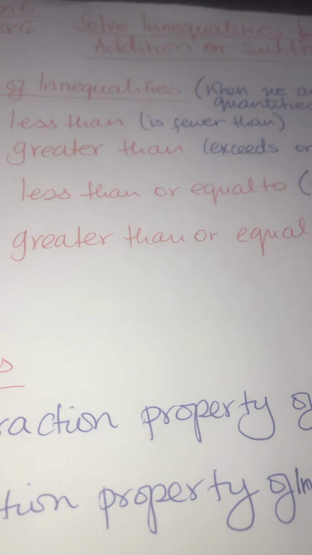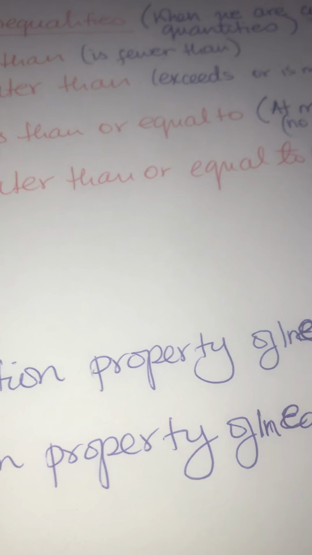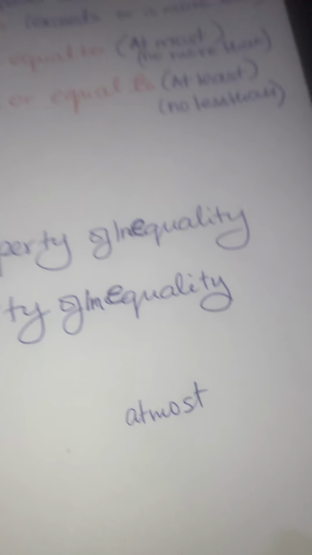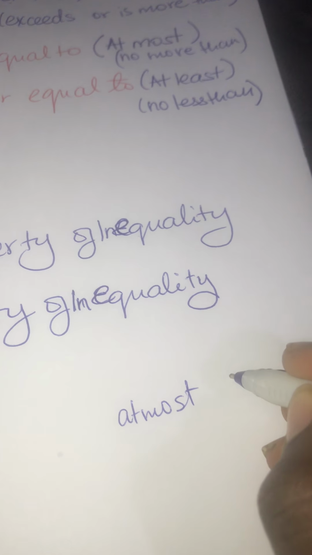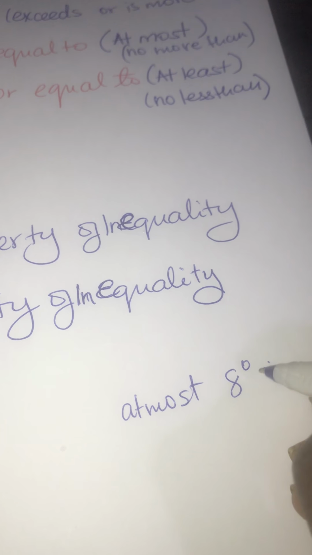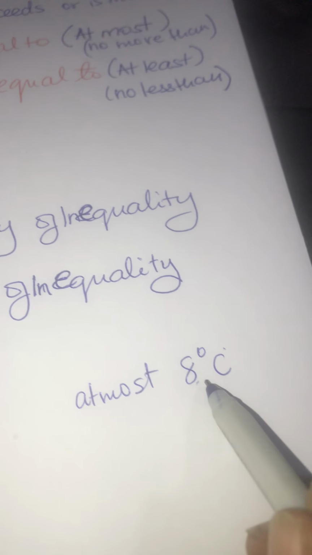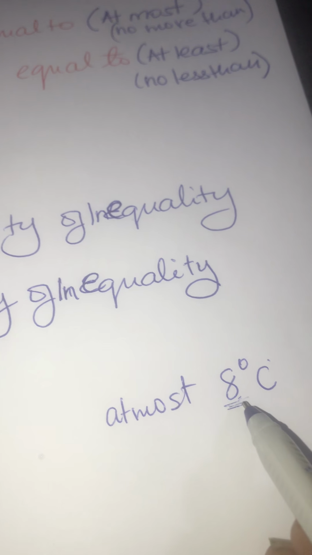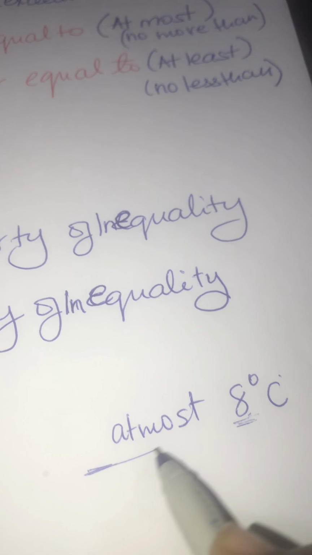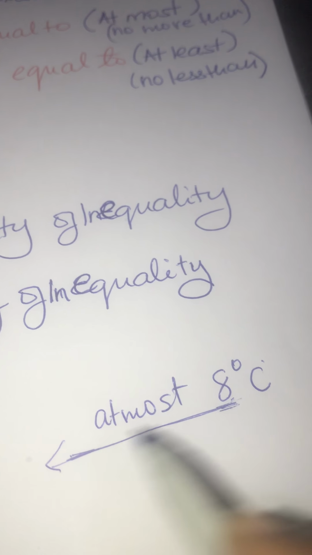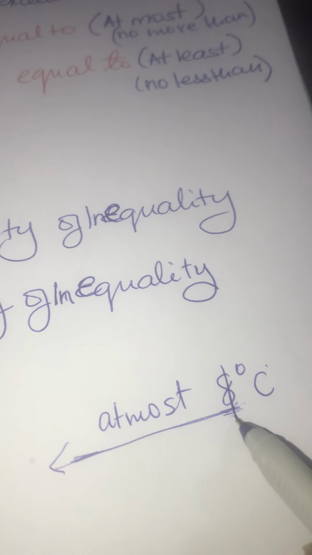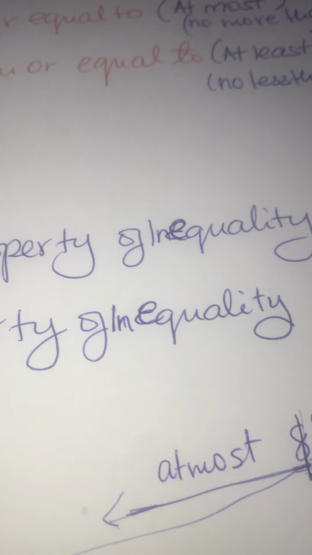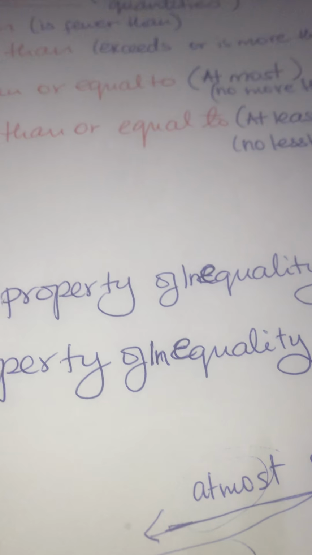So if I say the temperature today was at most 8 degrees, that means this was the highest number. So I need all the numbers less than 8 going this way. I have to stop at 8 and go this way because the highest number has to be 8. That's what at most means.